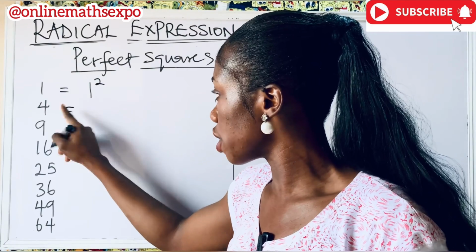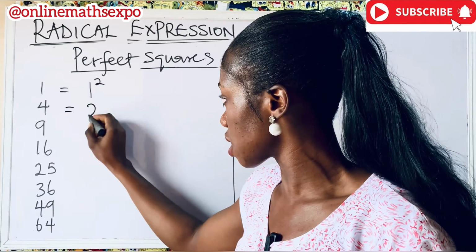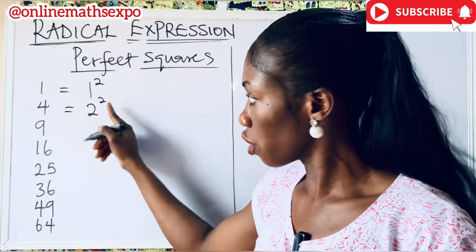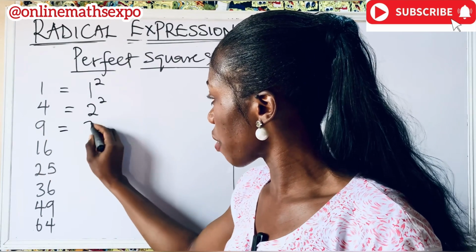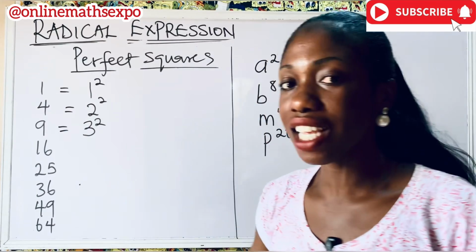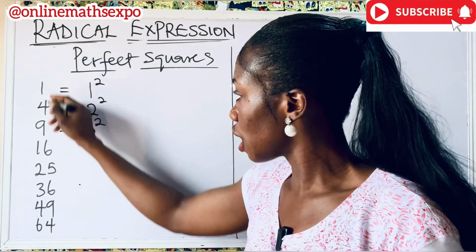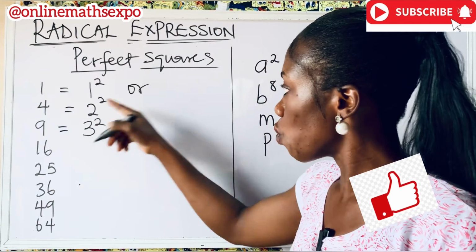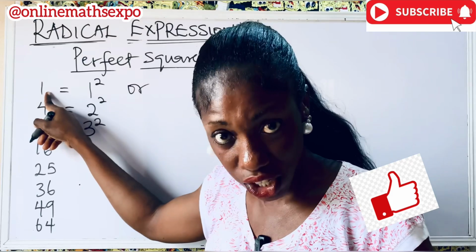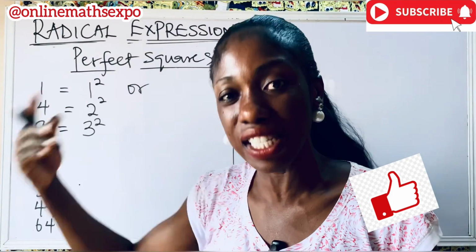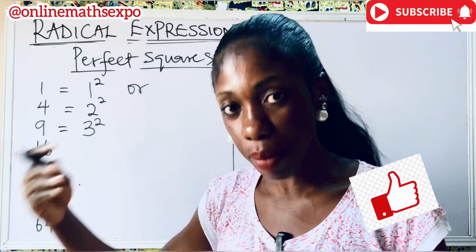Now 4 is also a perfect square. You can express it like this in a square form of this nature. Now 9 is also a perfect square because you can have it like this. You can also say that these numbers are perfect squares because their square roots will also give you an integer. So whenever the square root of a number also gives you an integer, it is also said to be a perfect square.